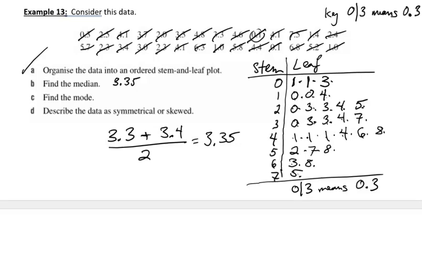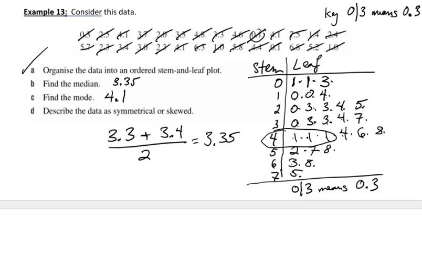The mode, remember, is the most. So the one that appears the most is going to be this set there, because we see 4.1 happening 1, 2, 3 times. There are some other ones that happen frequently, but not with the same frequency. So the mode is 4.1, and then we're going to describe, is this data symmetrical or is it skewed?